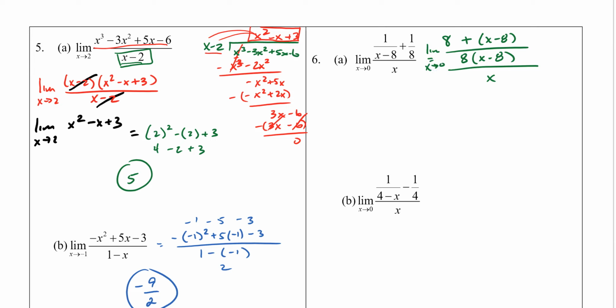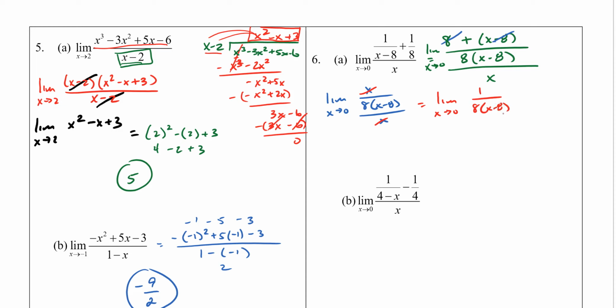And so now if we simplify this a little bit, we see that it's 8 minus 8. Those cancel out. So I'm left with the limit as x goes to 0 of x over 8 times x minus 8 all over x. We know that those x's are going to cancel, and we get the limit as x goes to 0 of 1 over 8 times x minus 8.